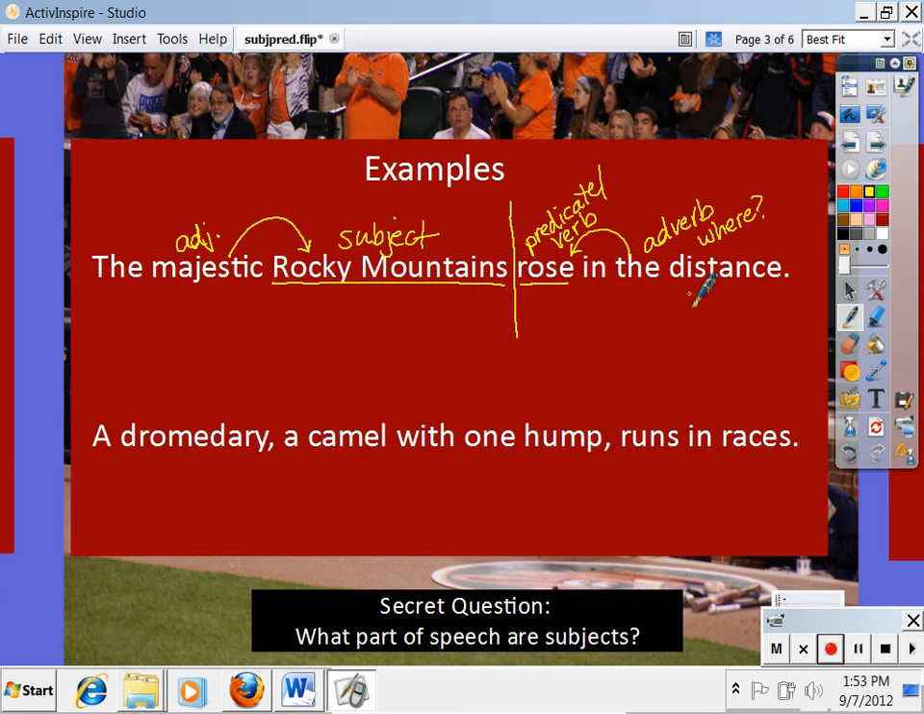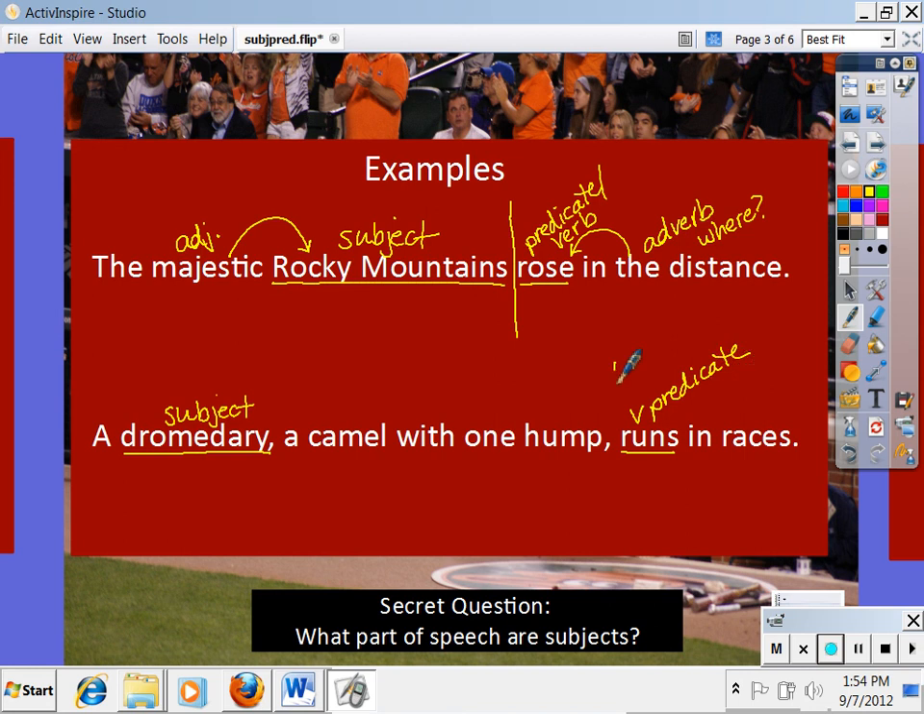If you'd like to, pause the video at this point and complete the second example on your own. I'm going to continue on and label it for you, but I would suggest that you do pause it and try it on your own first. So the first thing we're going to do is find the simple subject. What is the sentence about? In this case, it's about a dromedary. That's our subject. What is the dromedary doing? It's running. So this is our verb or our predicate.